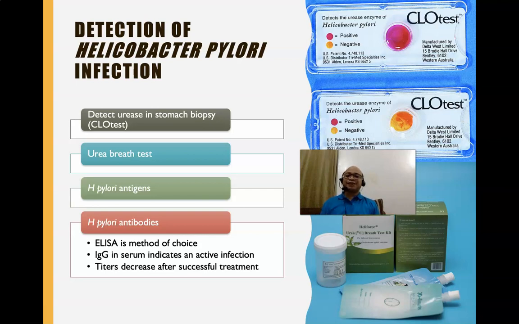Another one, we can also have the antibody detection. So in H. pylori antibodies, ELISA is the method of choice, wherein the presence of IgG in serum indicates an active infection. Eventually, your antibody titer will decrease after successful treatment.